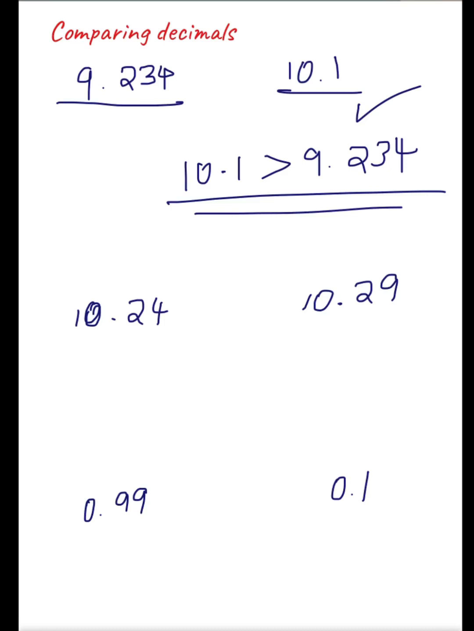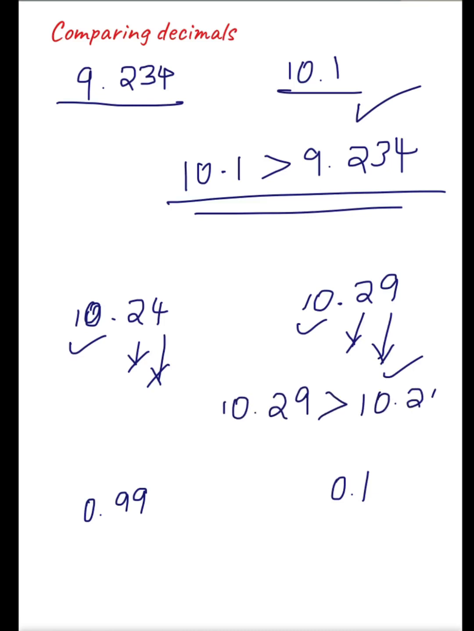Now let's see the next question, 10.24 and 10.29. Among these, first you have to compare the whole number part. Here it is 10 and here it is 10. So you have to compare the 10th place. Here it is 2 and here also it is 2. So the next thing that you have to do is compare the 100th part. Here it is 4 and here it is 9. So 9 is greater. So you can say that 10.29 is greater than 10.24.